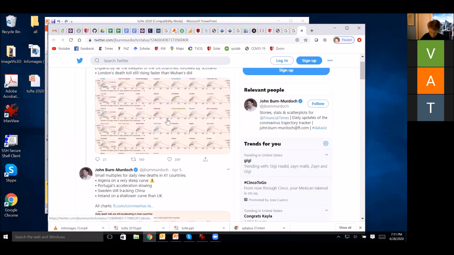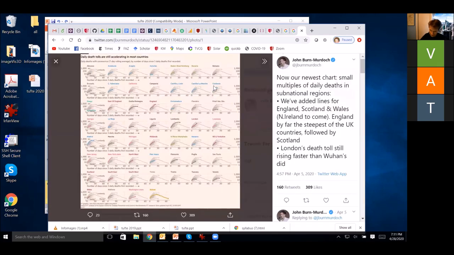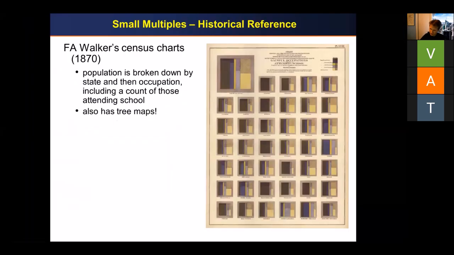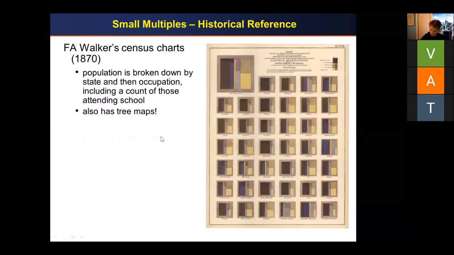Those are these COVID death curves, right? When you make it bigger, you see these are small multiples for different countries. You can see where they plateaued. So anyway, let's go back to this one. Small multiples are a pretty good way to compare different phenomena side by side.